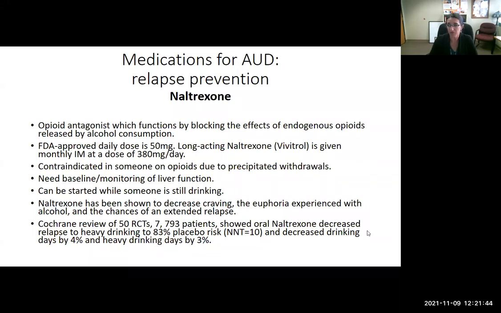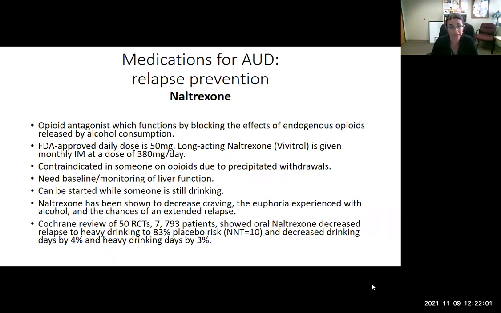It's been shown to decrease craving, and it decreases that euphoria that's experienced with alcohol, again, because of that blockade effect. And it decreases the chance that if someone has a drink, that it would turn into an extended relapse. And it has a good body of evidence.